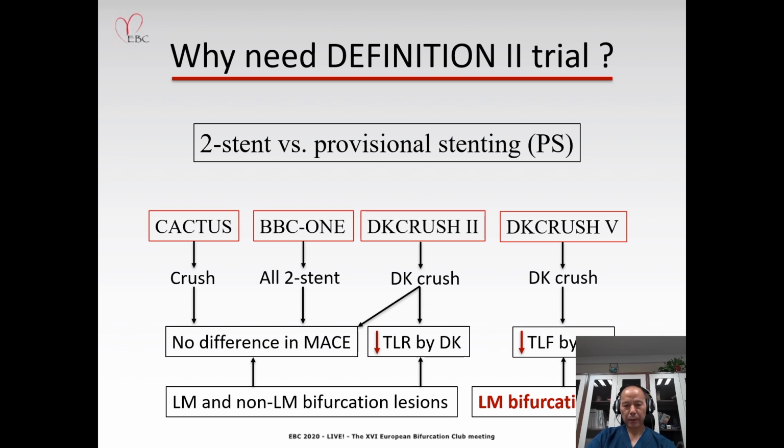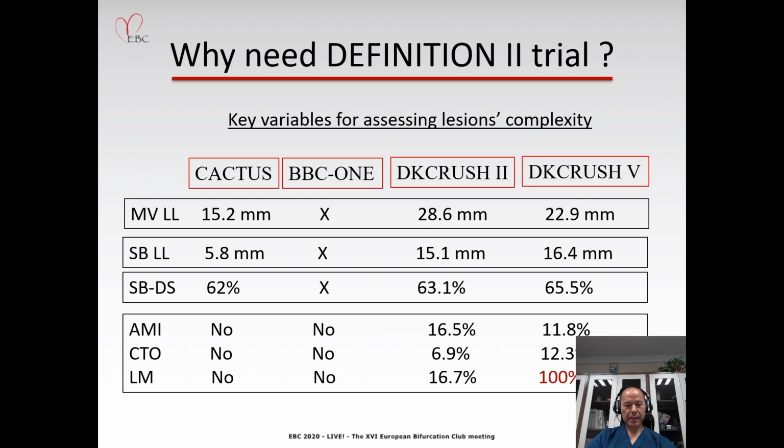At 1 year follow-up, the primary endpoint, target lesion failure, was reduced very significantly by DK crush technique. From the table you can see, in the CACTUS and BBC1 studies, patients with MI, CTO lesion, or distal left main bifurcation lesion were excluded. However, in our DKCRUSH-II and DKCRUSH-V studies, patients with acute myocardial infarction, CTO, and left main distal bifurcation lesion were also included.